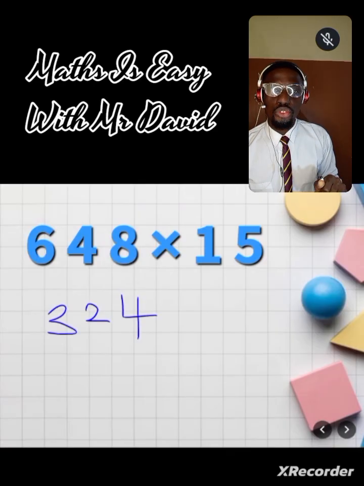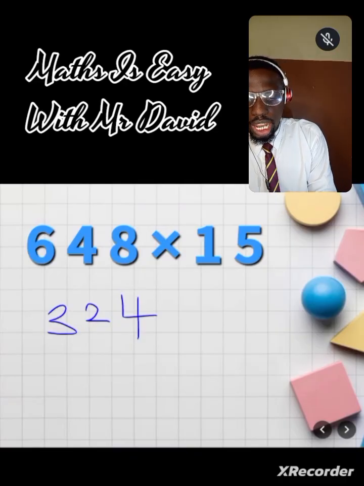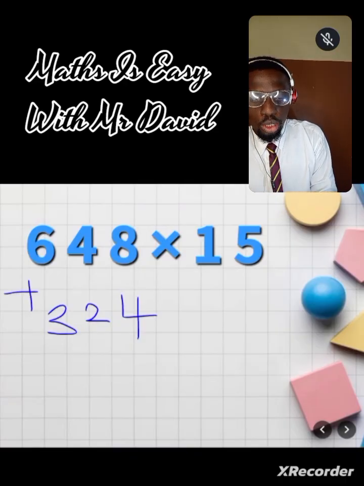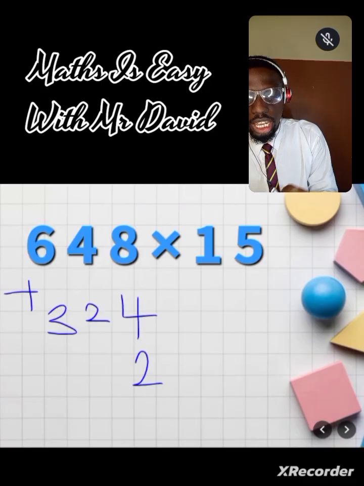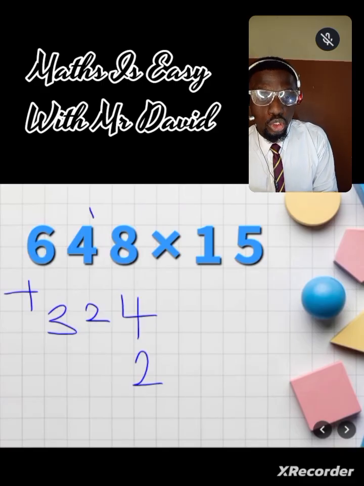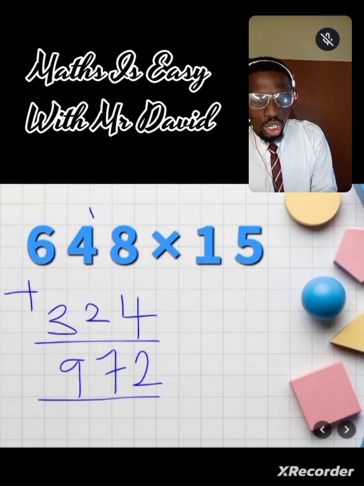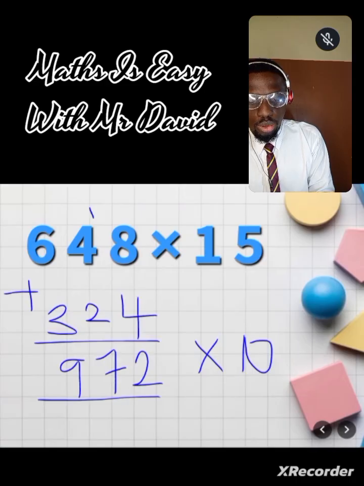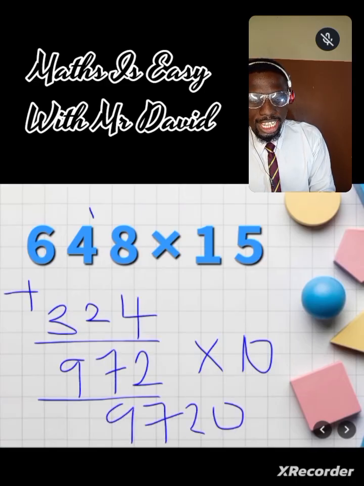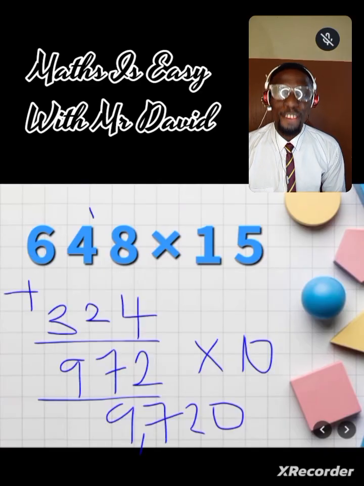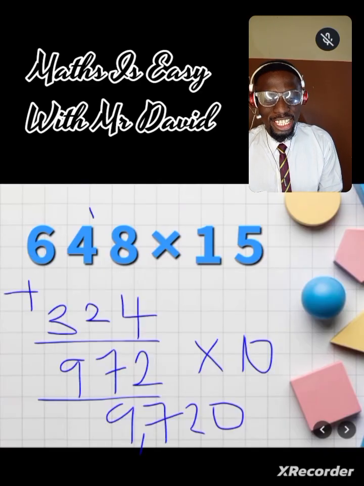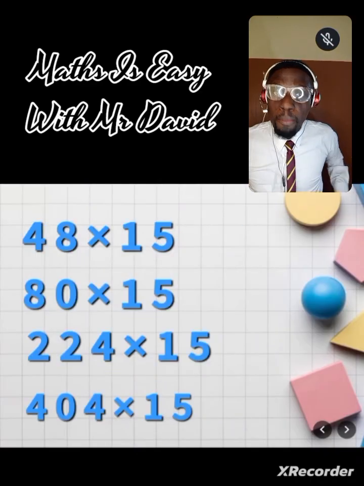This is 324. So if I add 8 plus 4 is 12, take 1 here, 1 plus 4 is 5, 5 plus 2 is 7, then 6 plus 3 is what? 9. So I have 972. So what do I do? I simply multiply that by 10. And how do I do that? I just add 0 at the back, which will give me what? 9,720. This is wonderful. This is magical.